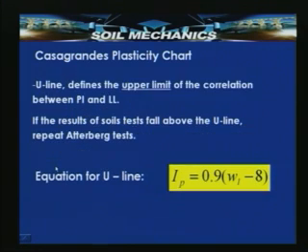And the U line, that is what we are discussing in the chart, defines the upper limit of the correlation between the plasticity index and liquid limit. If the results of soils tested fall above the U line, then repeat the Atterberg limits. That indicates that there is some error with the Atterberg limit test which has been carried out. So, the equation for the U line is IP = 0.9 × (WL − 8), where WL is again expressed as a percentage. If the results of the soil test fall above the U line, it is an indication that the Atterberg limits have to be repeated.